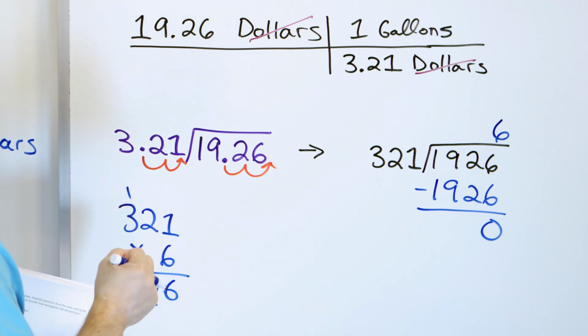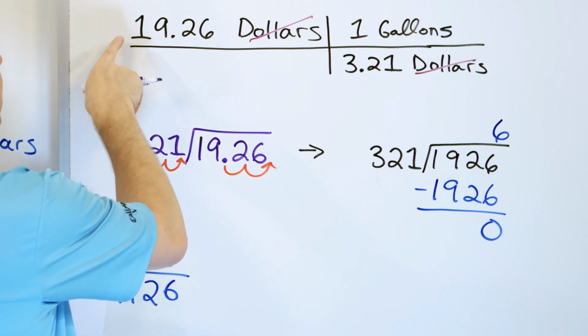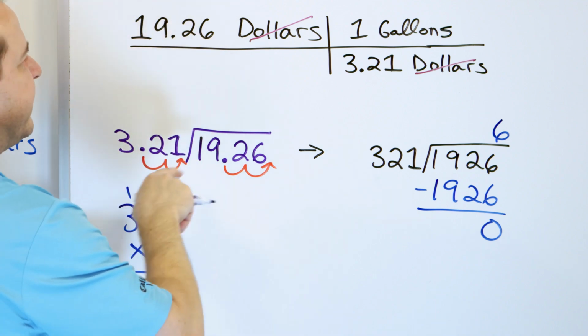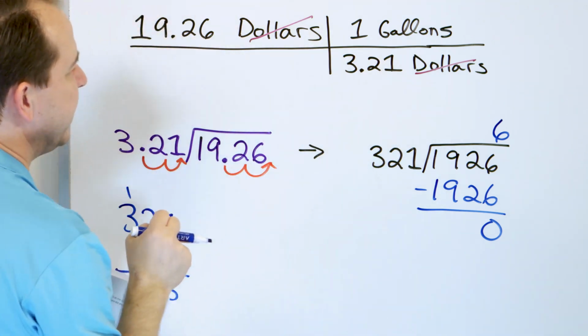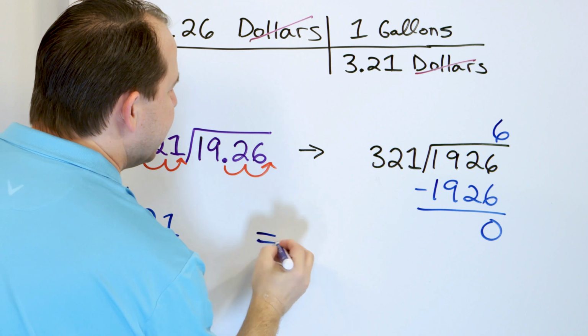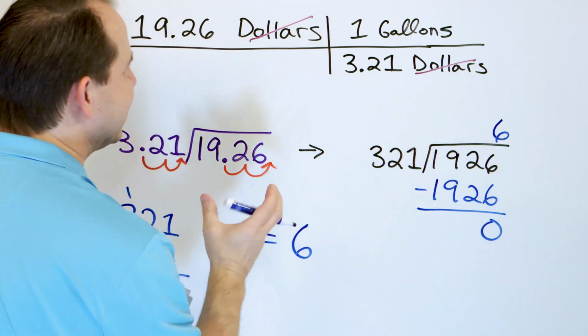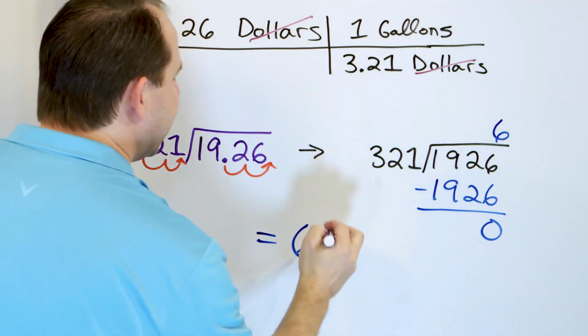So what do we learn from all of this? It means that when you take $19.26 and you divide by $3.21, the answer that we get is just 6, exactly 6. 6 what? The only unit we have left is 6 gallons.